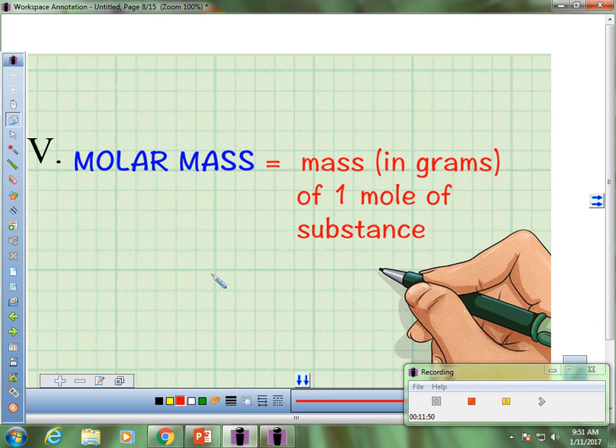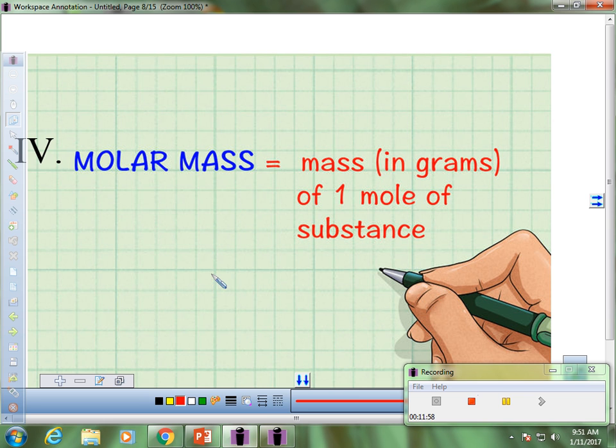So now we're going to talk about what molar mass is. Molar mass is always measured in grams, and it's the mass of 1 mole of our substance. So if you want to write that in your notes, it is on your note page. You can pause the video. But it is the mass measured in grams of 1 mole of our substance.